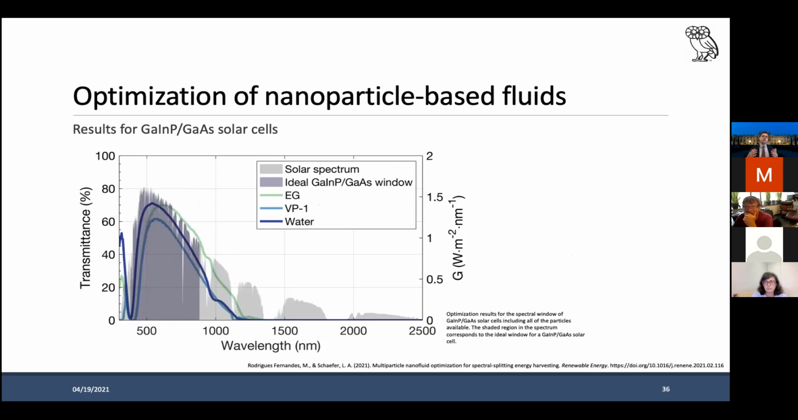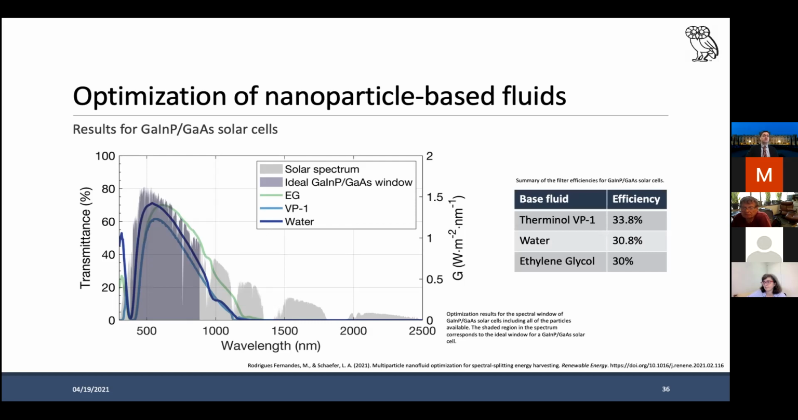The dual junction cell, which is made of two semiconductors, gallium indium phosphide and gallium arsenide, mainly selected silver and ITO nanoparticles. In this case, the silver nanoparticles absorb energy right at the edge of the solar cell window, and ITO absorbs infrared radiation. These filters had the lowest efficiency in the study because of the short wavelength of the dual junction cell. This short wavelength caused other nanoparticles, such as gold, to absorb radiation inside the solar cell window and reduce their efficiency.